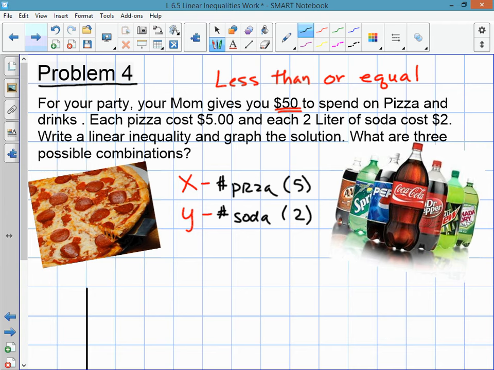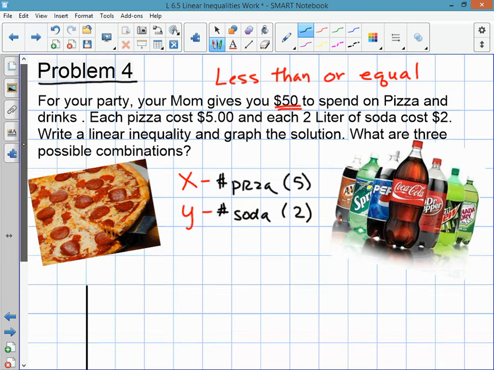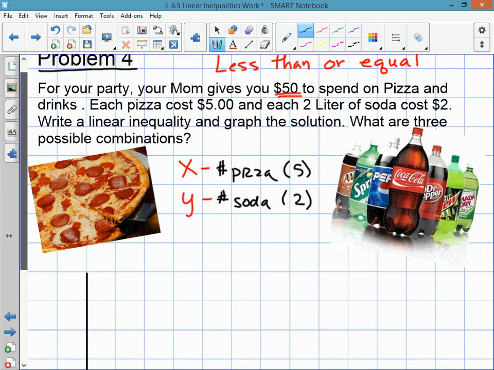Now, this isn't a linear system or a system of equations or inequalities. This is just one inequality. So don't get confused. Even though I'm setting it up like we have done for the systems, it's just one equation or one inequality. And it looks like this.